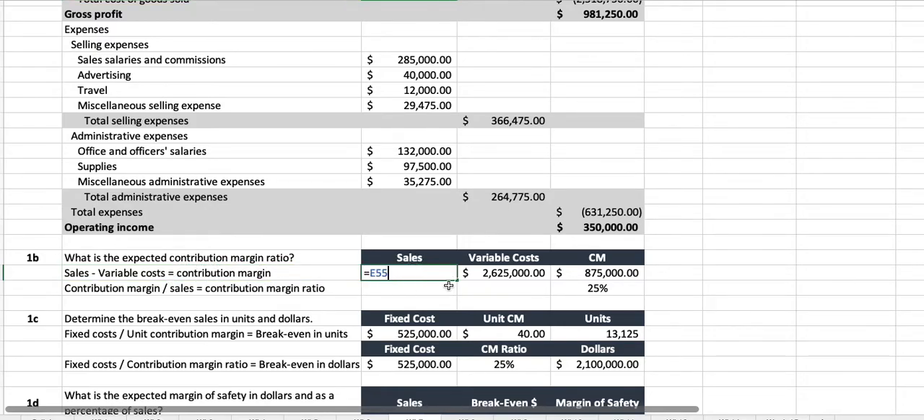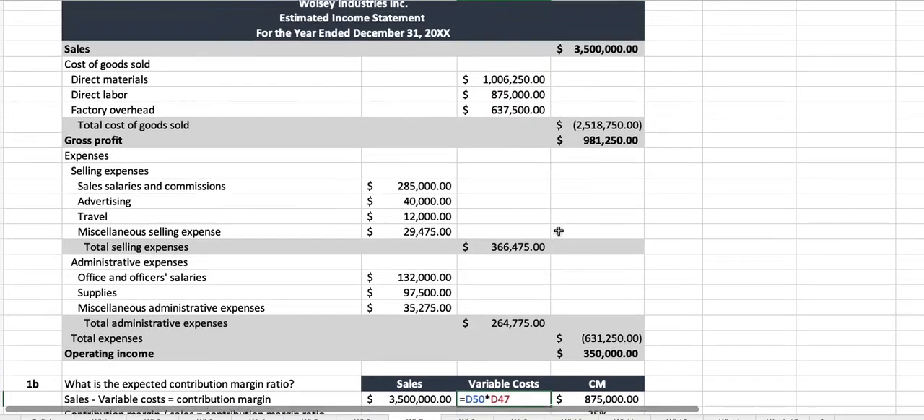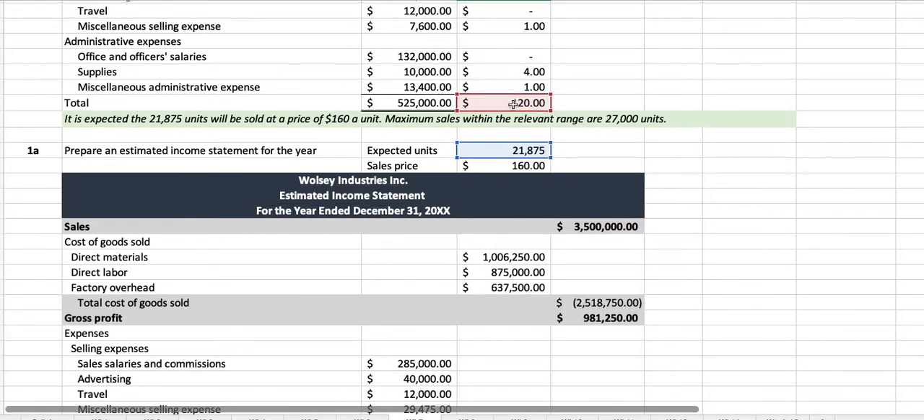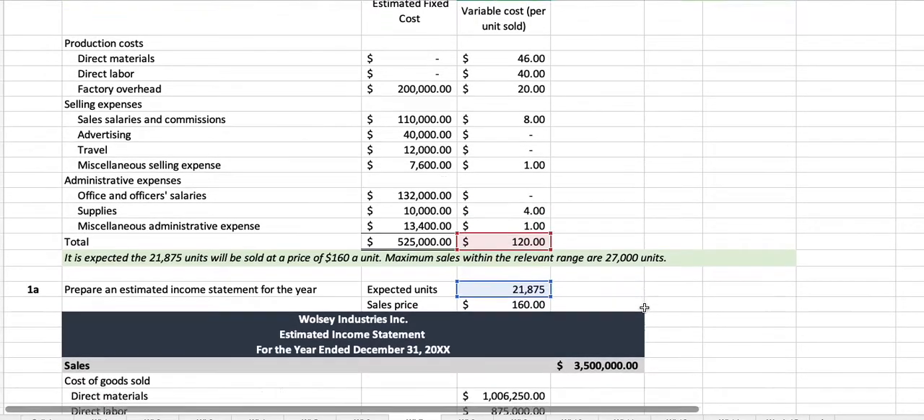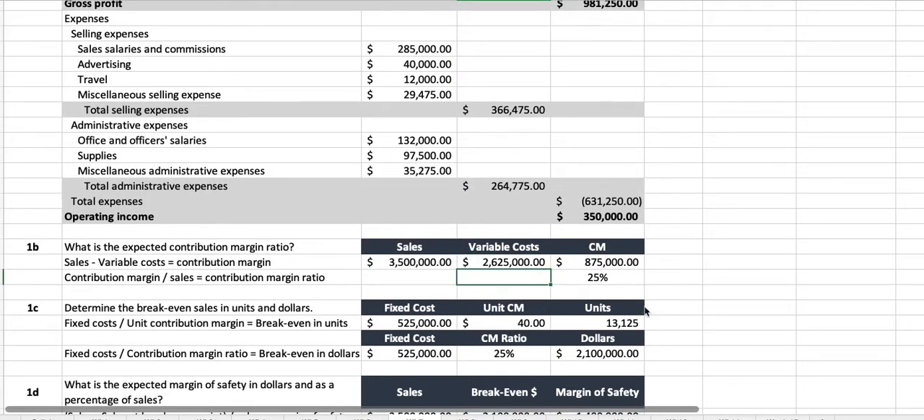So I went ahead and pulled down sales, and I pulled down the variable costs. And let's see where I got those variable costs from. I took the variable costs at the bottom of this column, and remember, this is the estimated variable cost per unit sold, and I multiplied that by our expected units. That gave me a variable cost of $2.6 million, and that means that my contribution margin is $875. Now I'm going to take my contribution margin and I'm going to divide it by my sales to get the contribution margin ratio.